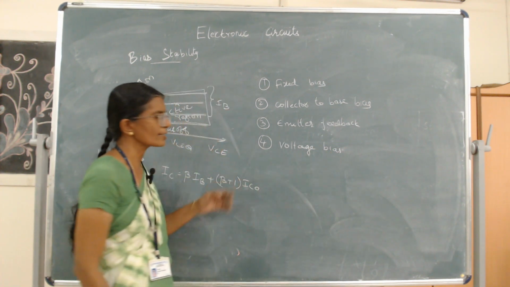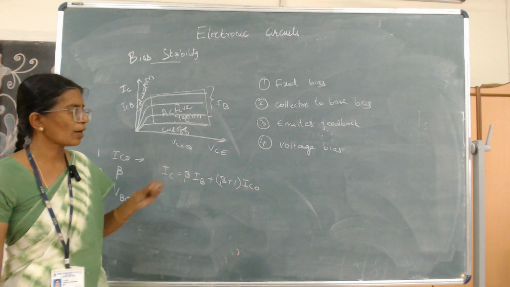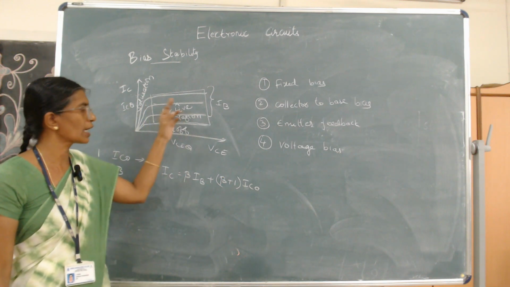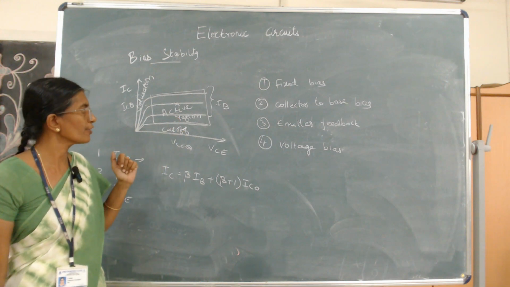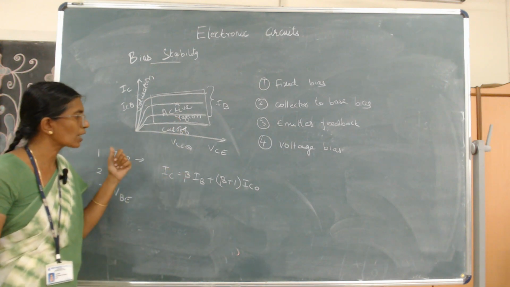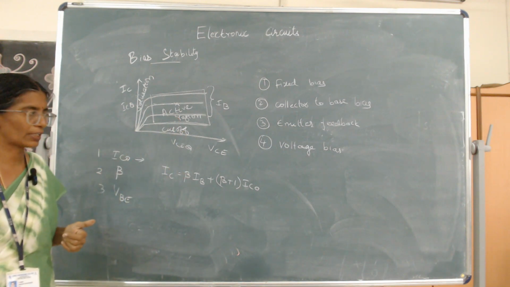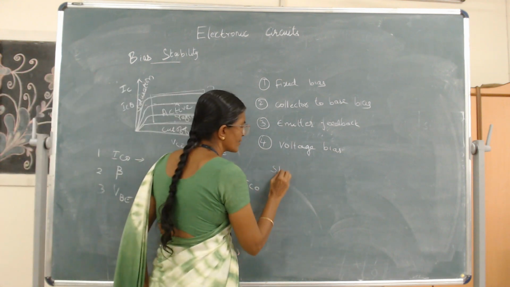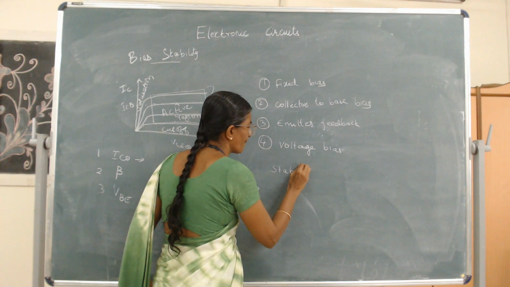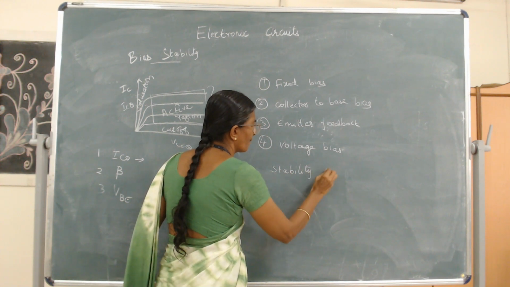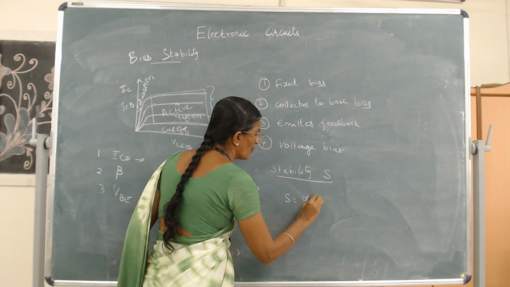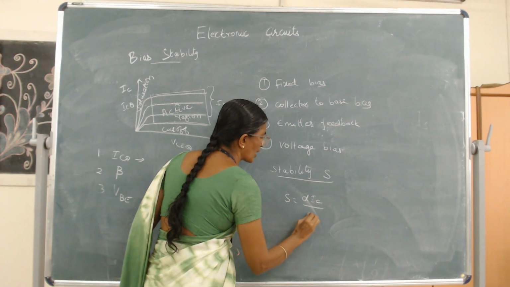These biasing circuits are combinations of some resistors which will make the circuit always operate in the active region. Before going to the biasing circuits, we will understand a term called stability factor. So what is stability factor? Stability factor is given by S is equal to dIC divided by dICO.